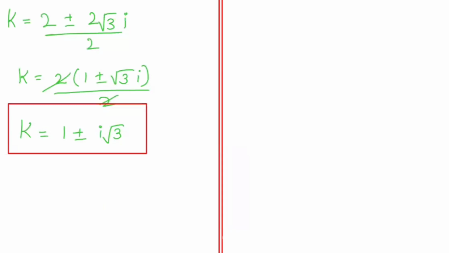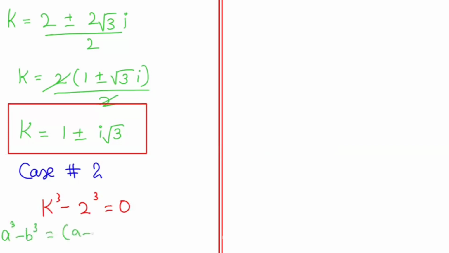Now we're going to solve our case 2, that is k cube minus 2 cube is equal to 0. Now again, I am going to use the algebraic identity here, that is a cube minus b cube is equal to (a minus b)(a squared plus ab plus b squared).